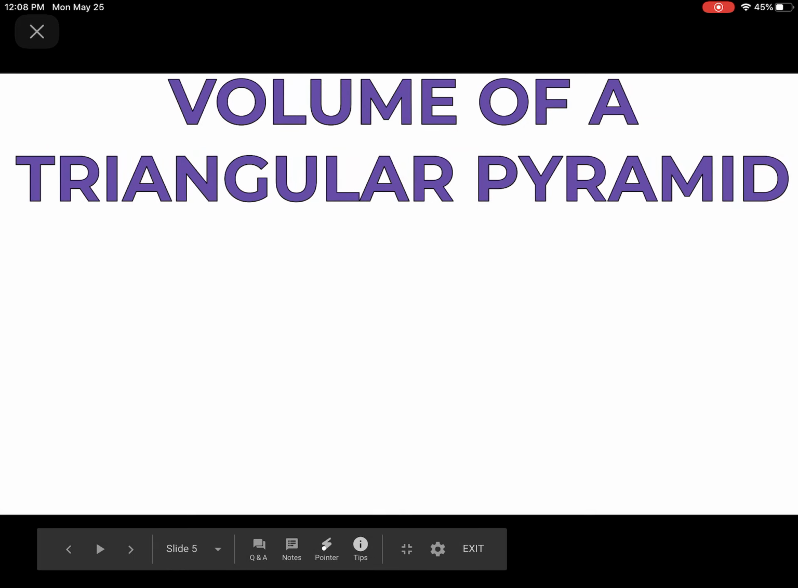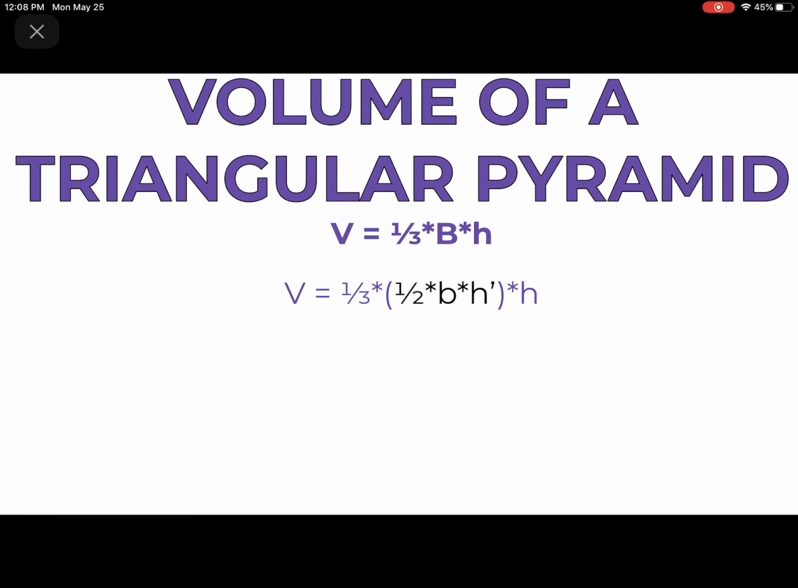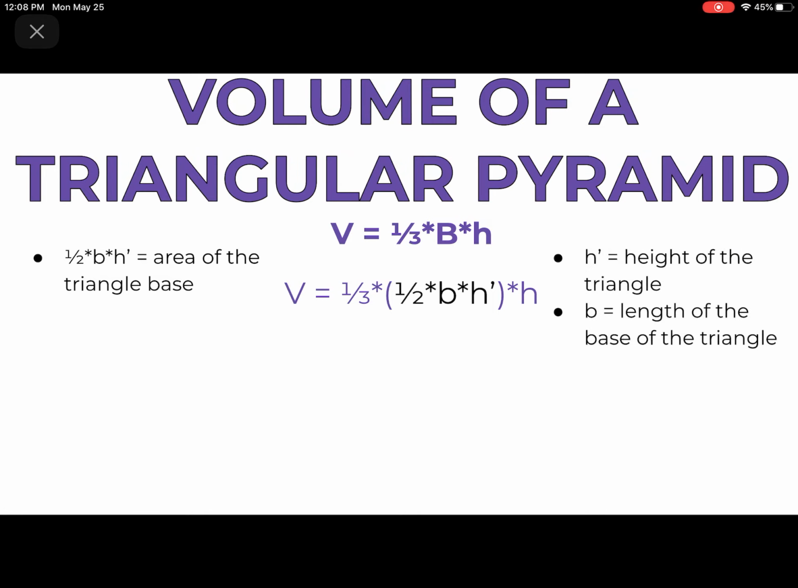Next, the volume of a triangular pyramid. Volume is going to equal 1/3 times 1/2 times base times height prime times height. 1/2 times base times height prime is going to be the area of the triangle's base. Height prime is going to be the height of the triangle, and b is going to be the length of the base of the triangle.